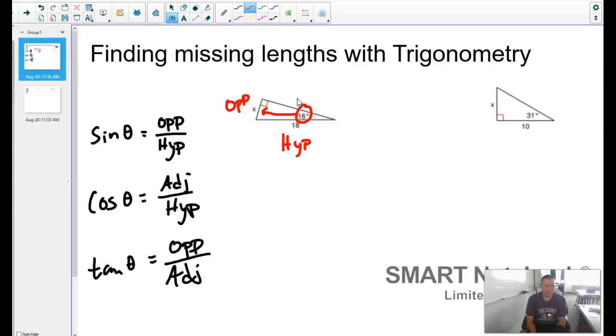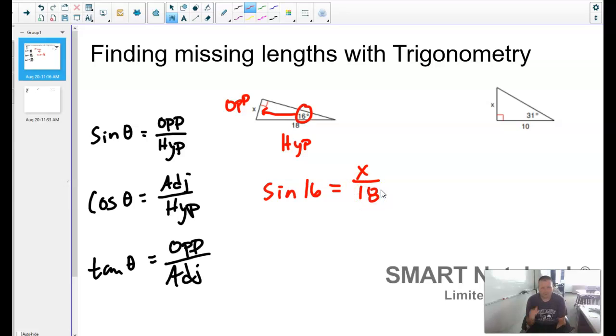So once I've done that, I'm going to say, okay, what trig function deals with opposite and hypotenuse? That's sine. So I've got sine here, and I need to substitute for this angle, and then I need to substitute the opposite and the hypotenuse side. So I'm going to go sine of my angle, which is 16. So 16 goes there. The angle always goes here, people. And then that's equal to the opposite side, which is x, all over the hypotenuse, which is 18.